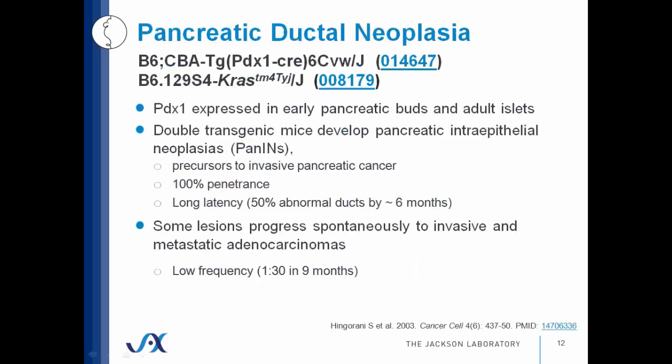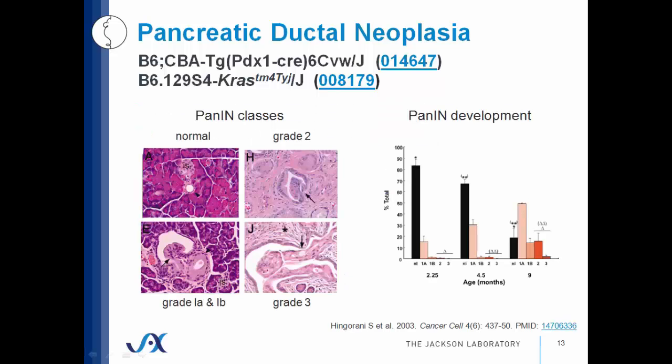So when those two strains are crossed together, in those double transgenic mice, they develop pancreatic intraepithelial neoplasias, or PanINs. Those are the precursors to an invasive pancreatic cancer. 100% of the mice will develop those, and some of those lesions will progress spontaneously to invasive and metastatic adenocarcinomas. And here you can just see some pictures of tumors, those neoplasms from those mice, as well as the development of the tumors at certain ages in time.